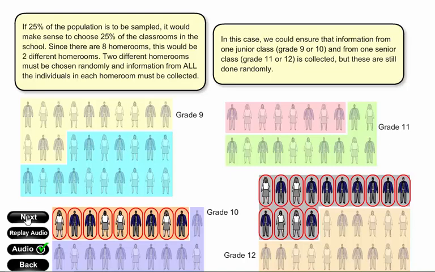2 different homerooms would be chosen randomly, and information from all the individuals in each homeroom must be collected. In this case, we would ensure that information from one junior class, grade 9 or 10, and from one senior class, grade 11 or 12, is collected, but these are still done randomly.